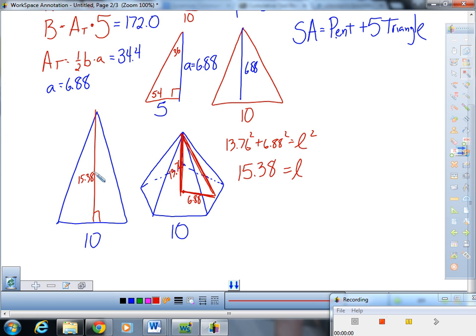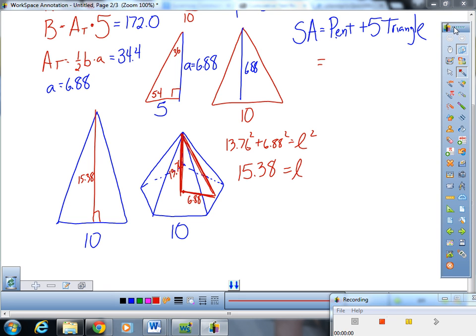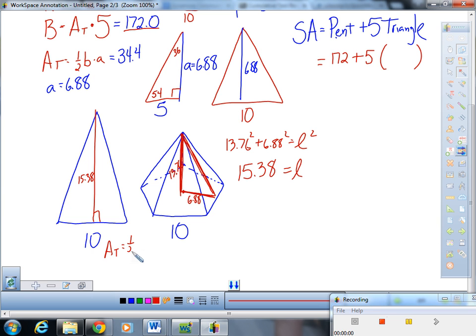Alright, so surface area is going to be, what do we get for the area of our pentagon? 172, right? So 172 plus 5 times the area of the triangle. Well, the area of the triangle is 1/2 of 10 times 15.38. And so that's 76.9.